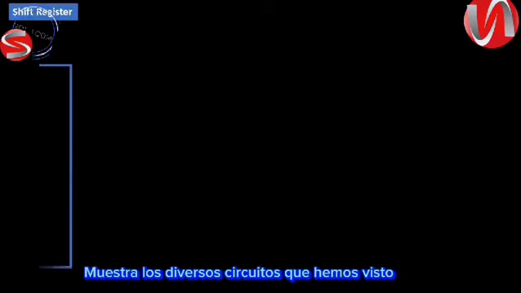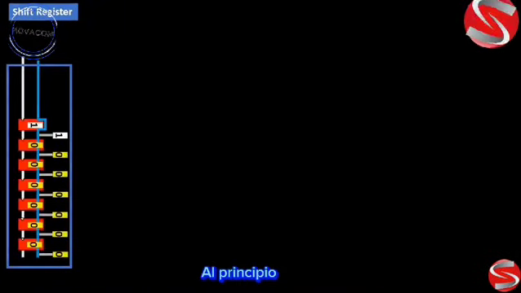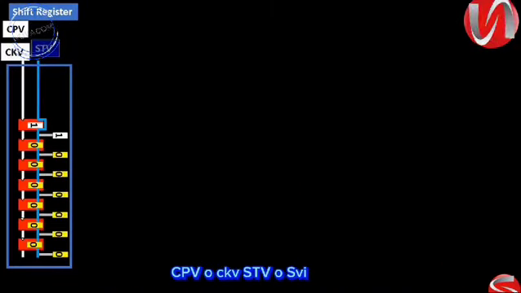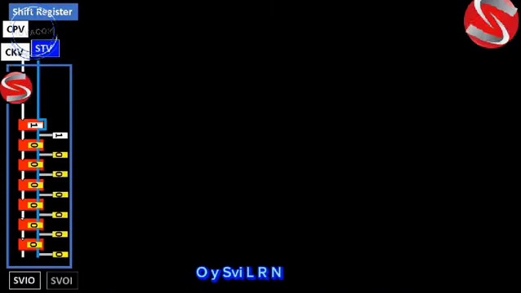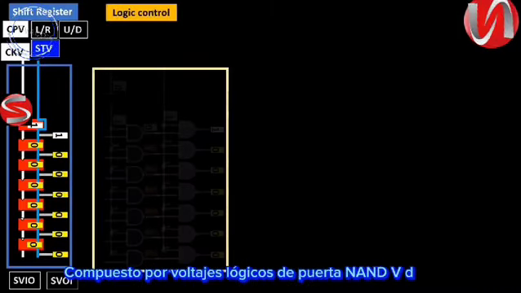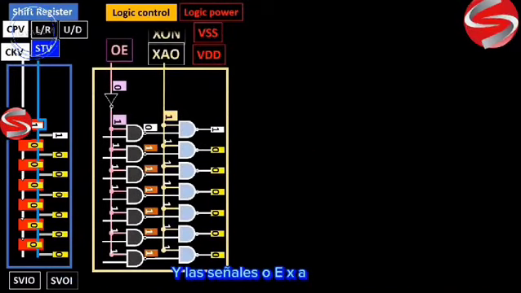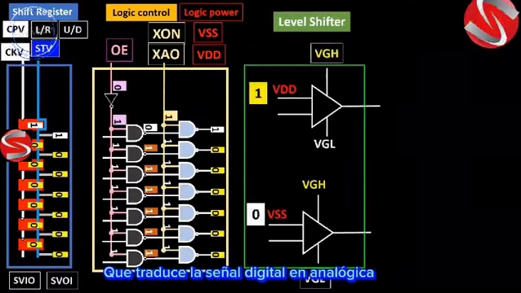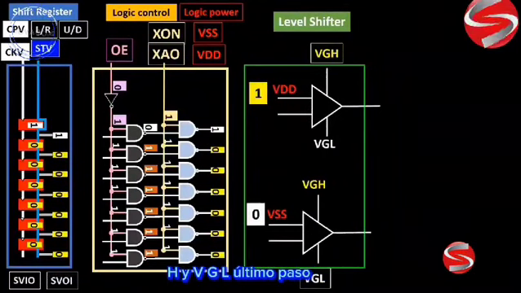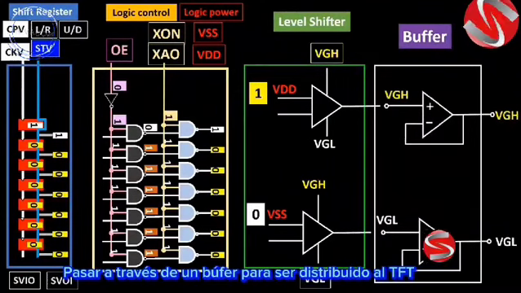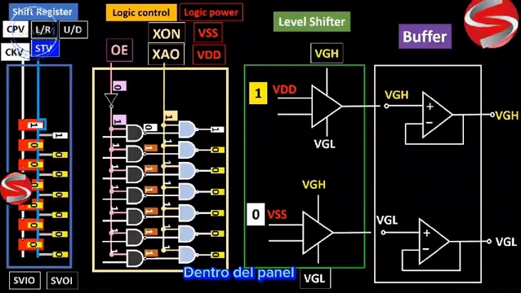This diagram shows the various circuits that we have seen. At the beginning, there is the shift register with the different inputs, CPV or CKV, STV or SVIO and SVOI, LR and UD, followed by the logic circuit composed of NAND gates, logic voltages VDD and VSS, and the signals OE, XAO or XON. Then comes a level shifter which translates the digital signal into an analog signal made of the voltage VGH and VGL. Last step, VGH and VGL pass through a buffer to be distributed to the TFT inside the panel.